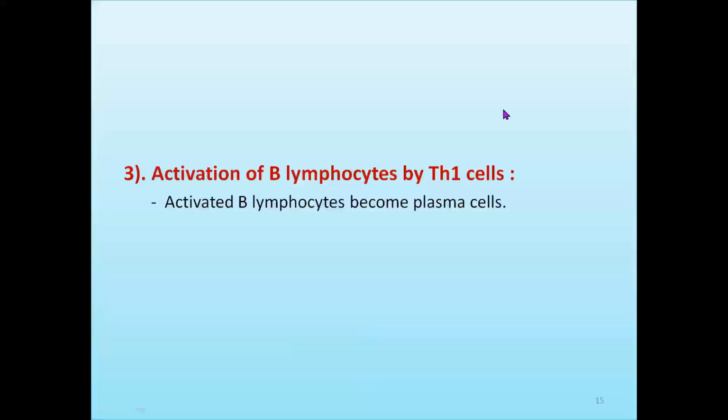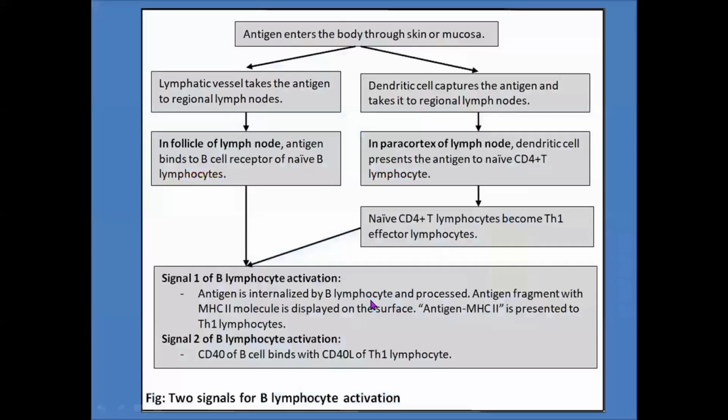Now let's study how B lymphocytes are activated or helped by Th1 cells. Activated B lymphocytes become plasma cells, and plasma cells synthesize different types of antibodies. This is the flow diagram which shows how B lymphocytes are activated.